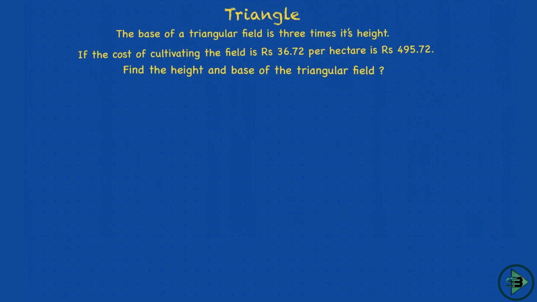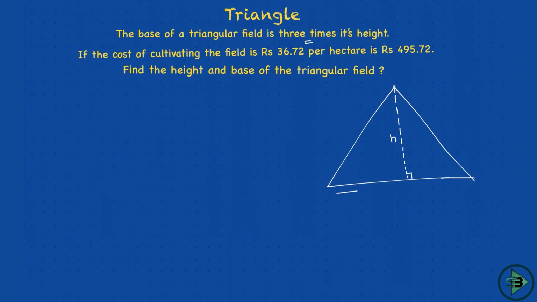Let's take one more problem on triangle and see what our approach to this will be. So what is given here now? The base of the triangular field is 3 times its height. Okay, so if I draw a triangle and I say this is the base and I draw the height here as well. The base of the triangular field is 3 times its height. So if the height is h, the base will be what then? The base will be 3h. That's what I get from here.